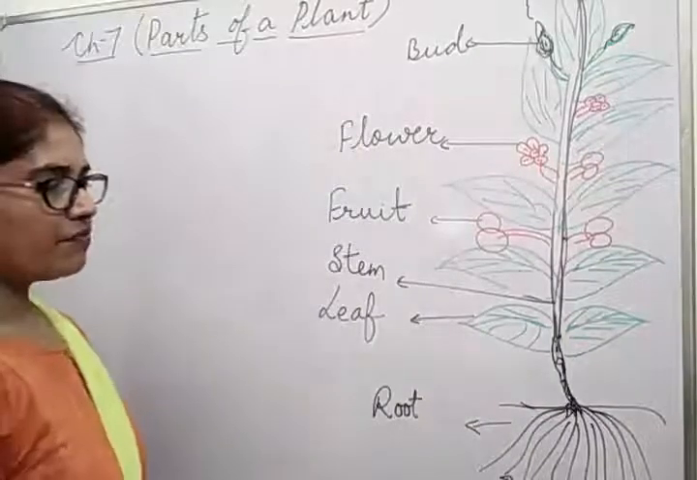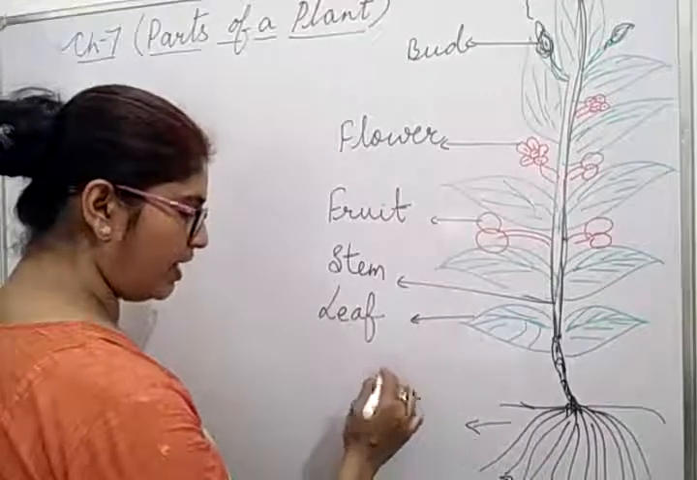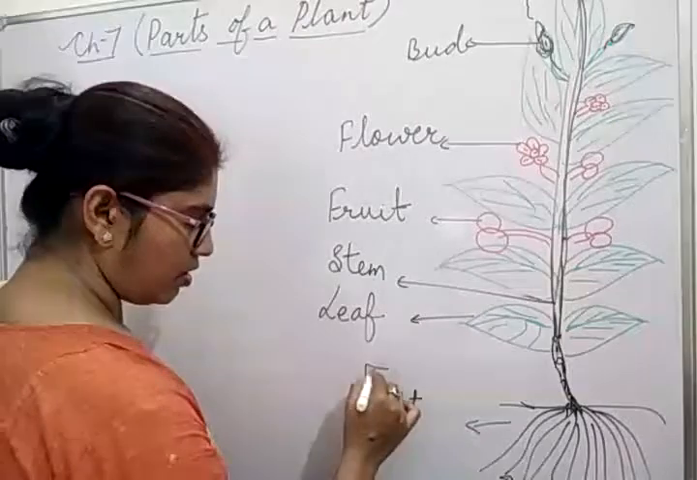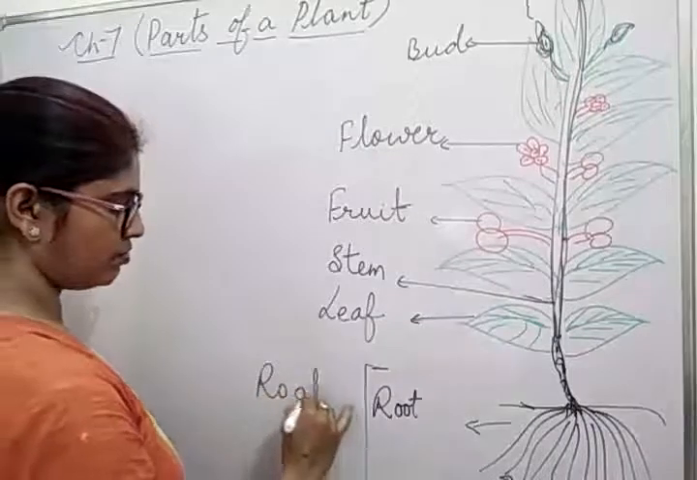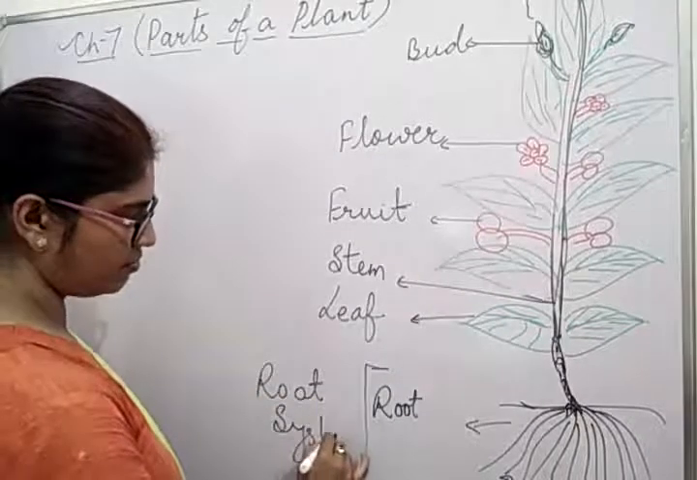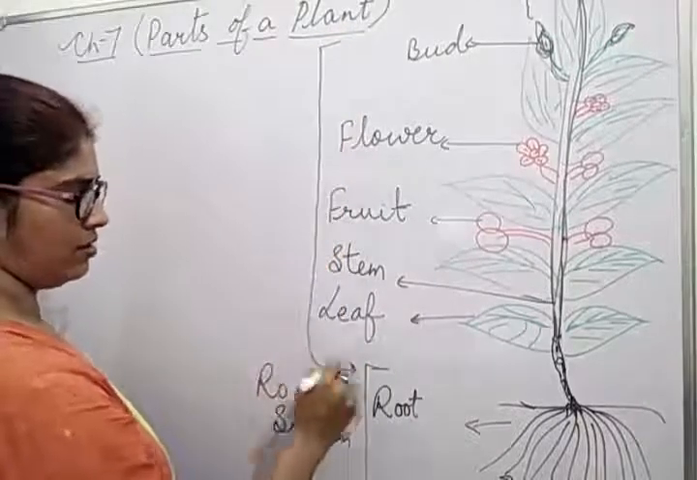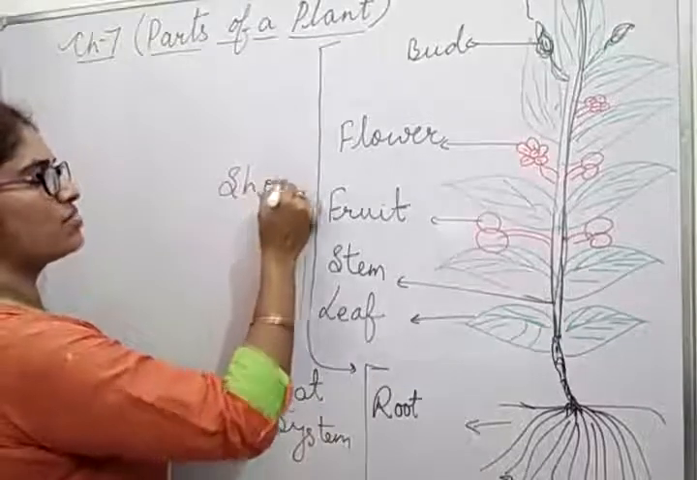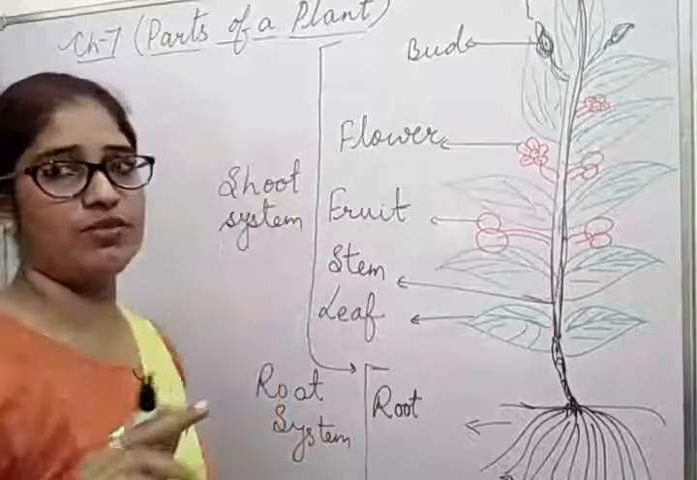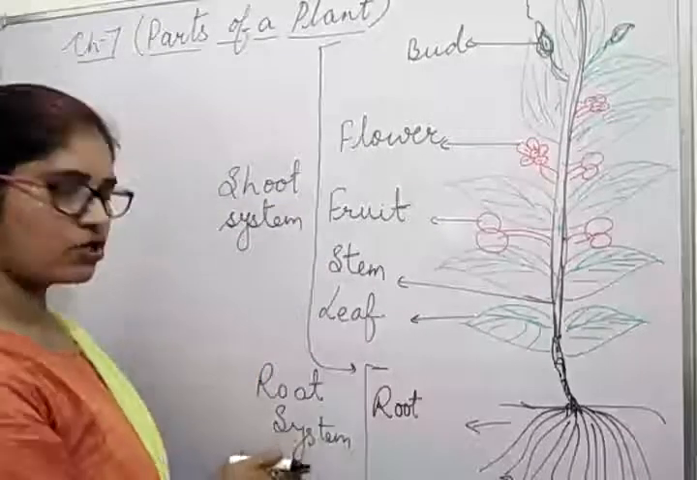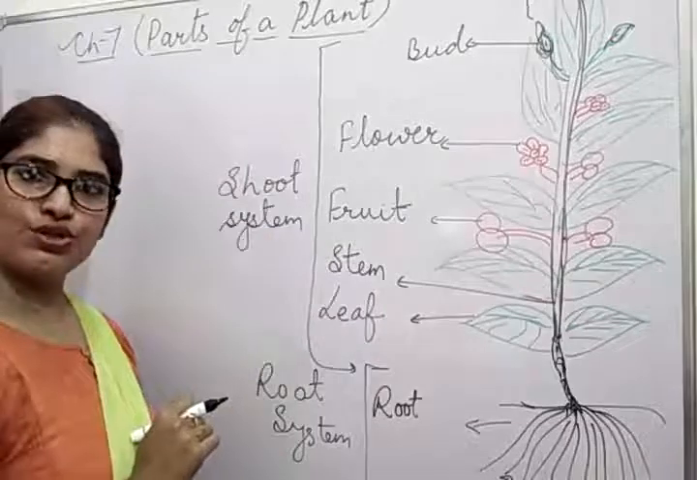Now, we can divide the plant into two parts, beta. The part of the plant which is below the surface of the earth is called the root system. We call it the root system. And the part of the plant which grows above the soil is called the shoot system. So a plant can be divided into two systems. The part that grows under the soil is called the root system, and the part that grows above the soil is called the shoot system.